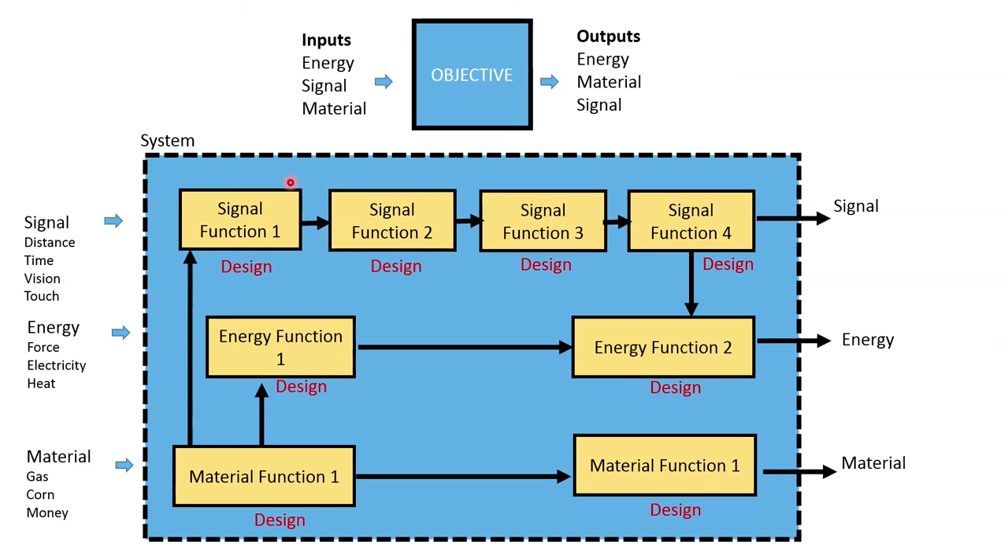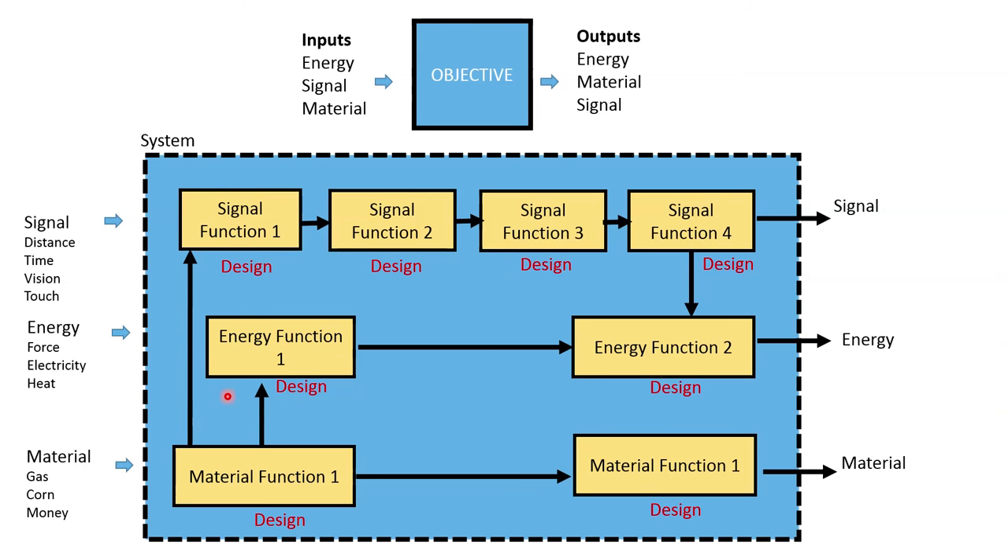Once we have that figured out, we want to go down into what our actual subfunctions are. So you'd start with, let's say your signal is distance. You'd want to think about what parts of the robot deal with distance, and you would write down that type of function. I'll go through an example to make it a little more clear later. And so you'd fill out all of your function boxes that are associated with your signal input and output. Same thing with energy, and same thing with material.